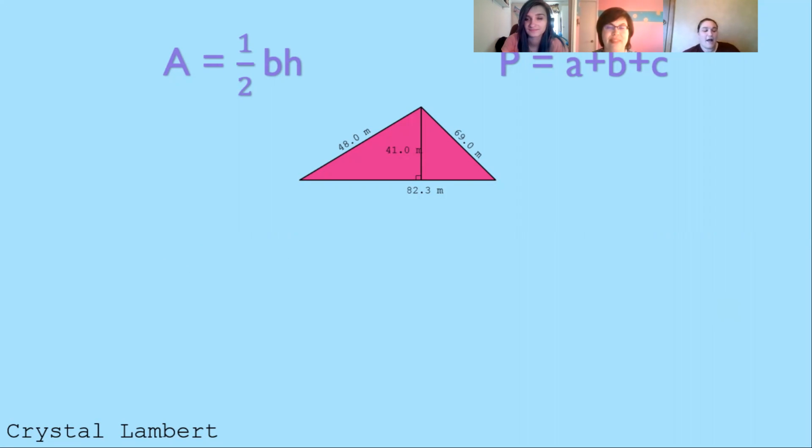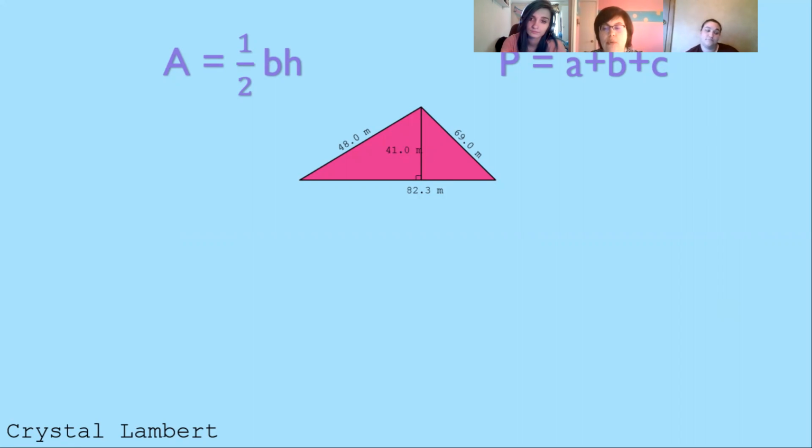All right, Crystal, how do you know what to use for the height? So our height is the point that makes a right angle. So if you notice here in our triangle, there is 1 line that meets the base that forms a right angle or a 90-degree angle. So that is the measurement we're going to use, the measurement of that line.